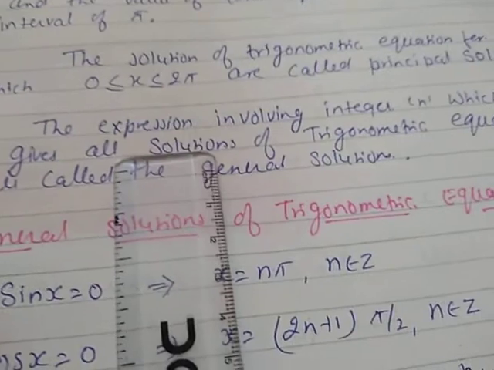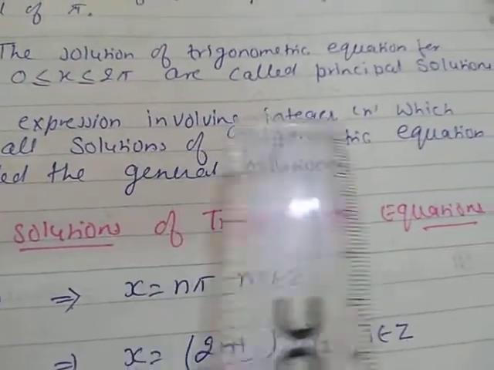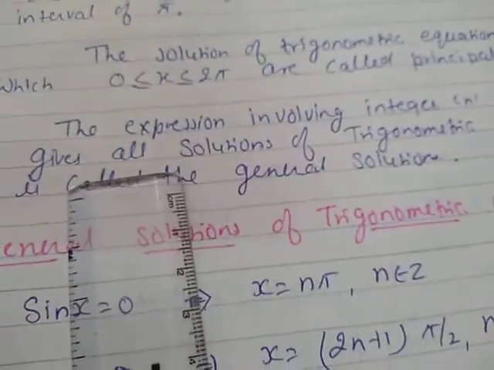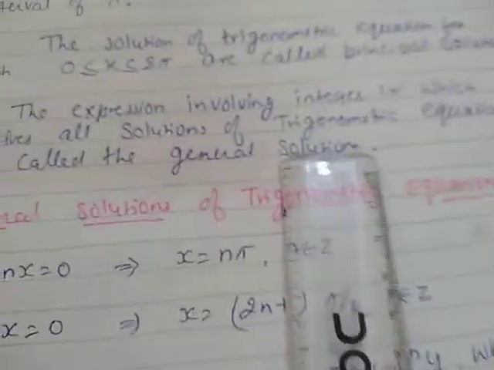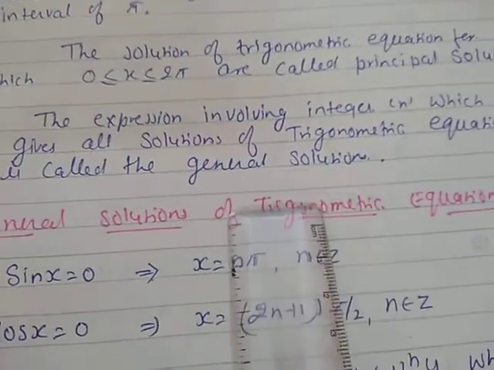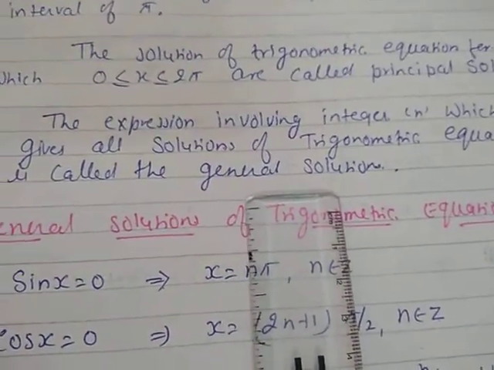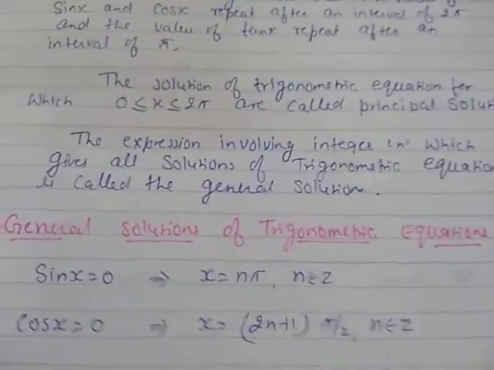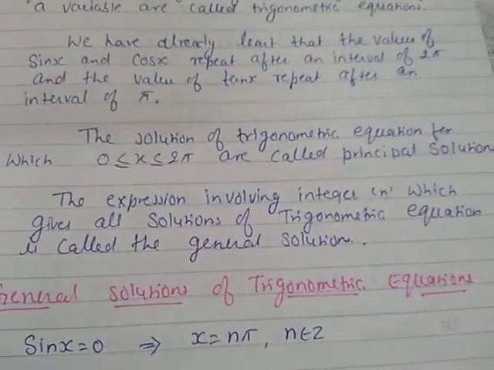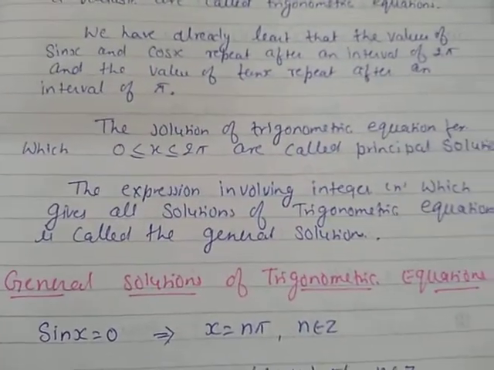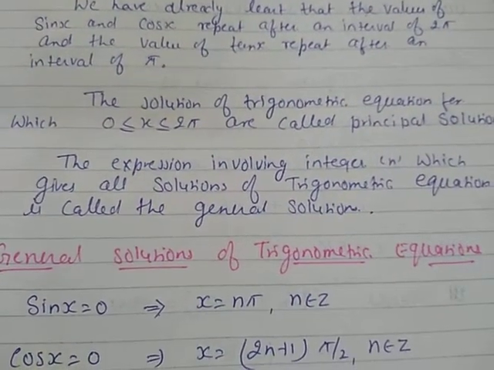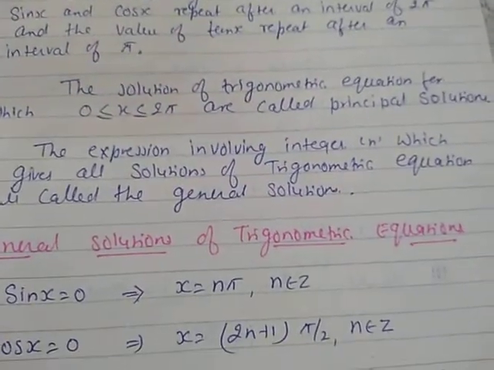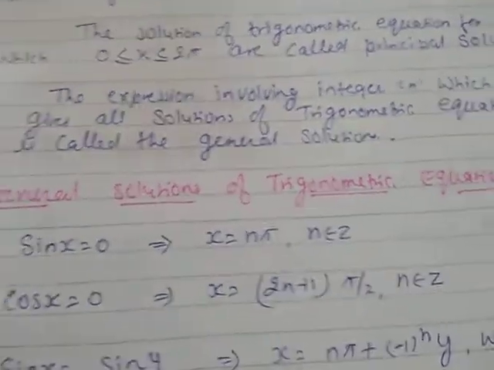And the expression involving integer n, which gives all solutions of a trigonometric equation, is called the general solution. There are two solutions, children. The first is the general solution and the second one is the principal solution. The general solution is in terms of n, where n is an integer, and the principal solution lies between 0 to 2 pi. Okay, now some formulas are here.